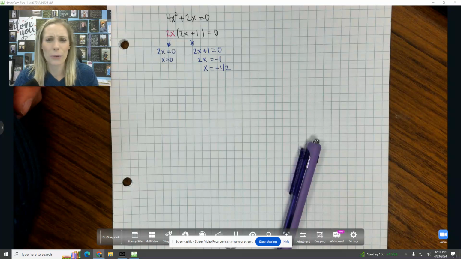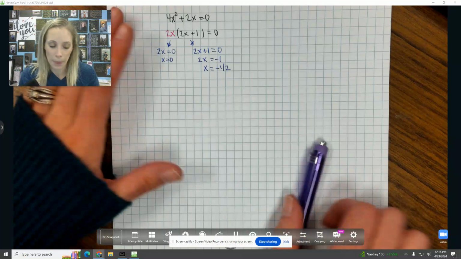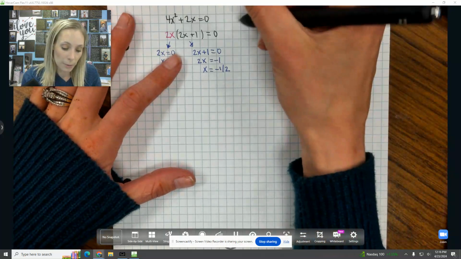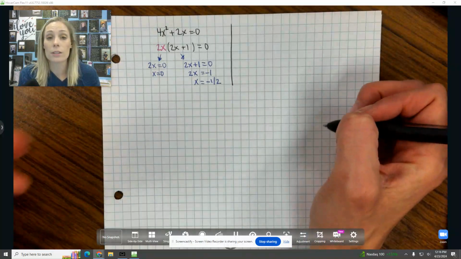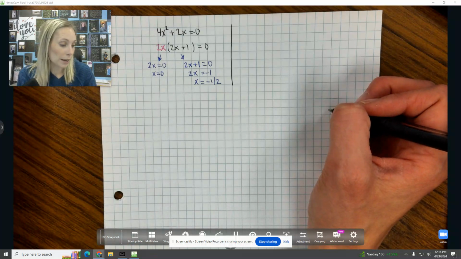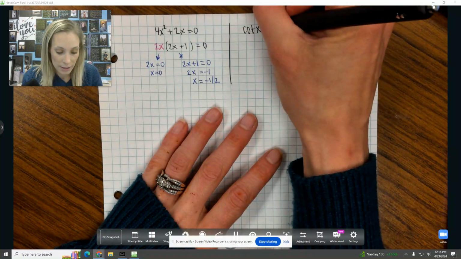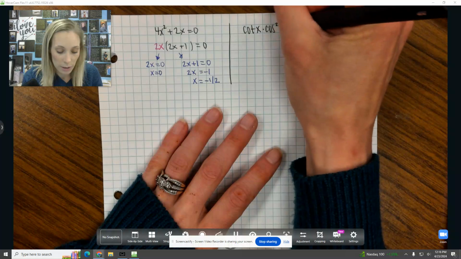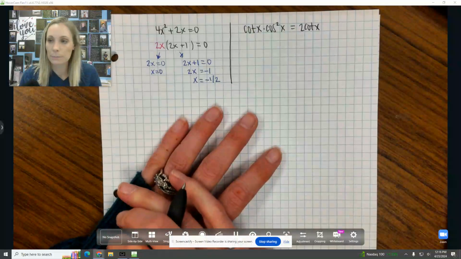But we've been doing that for a while. Why am I bringing that into this video right now? I'm bringing that into this video right now because that same idea, that same concept applies to trigonometric equations. So let's say we have an equation like cotangent of x times cosine squared of x equals 2 cotangent of x.